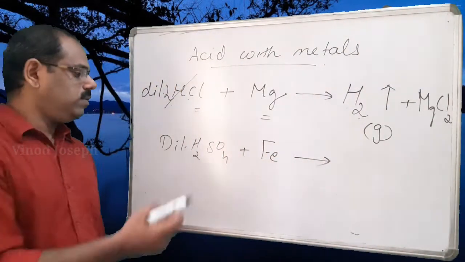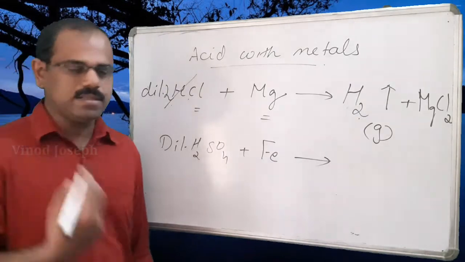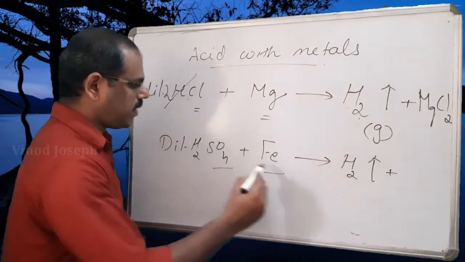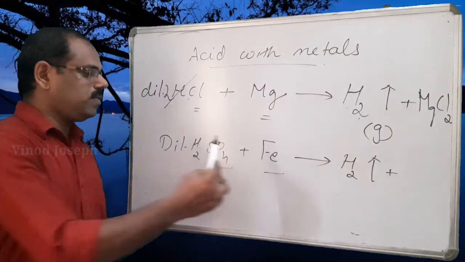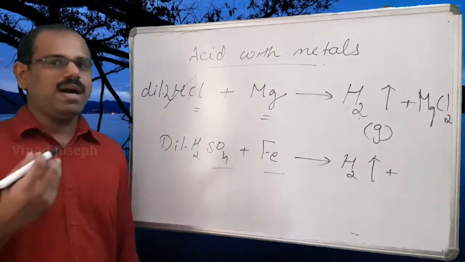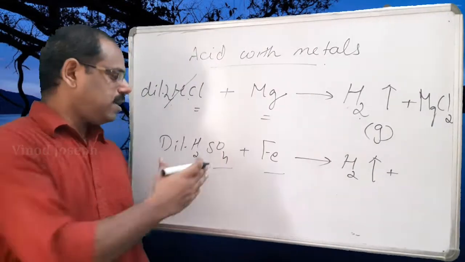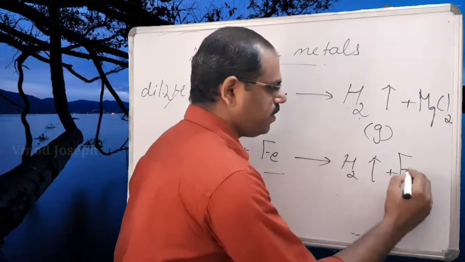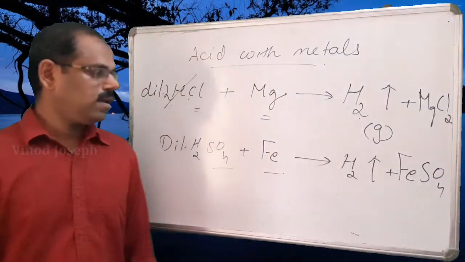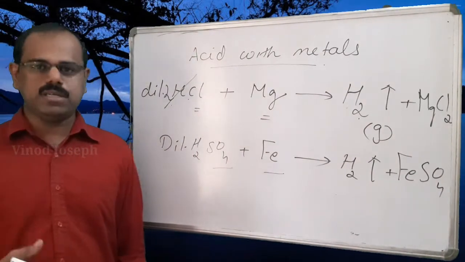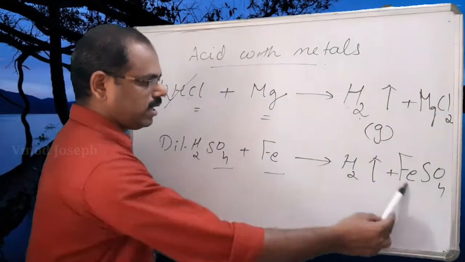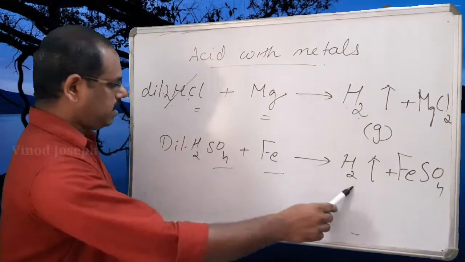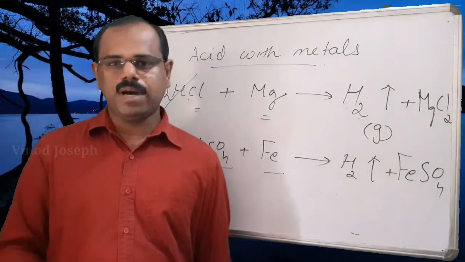As I already told you, when a metal reacts with dilute acids, it gives hydrogen gas, H2, plus the sulfate of iron. Hydrogen gas has gone out. So now we have the sulfate of iron. What is the valency of iron? It is 2 plus. The valency of sulfate, SO4, is 2 minus. Crisscross, we get FeSO4. Let us see whether the equation is balanced or not. 1 iron, 1 sulfur, 4 oxygen, hydrogen 2. The equation is balanced.